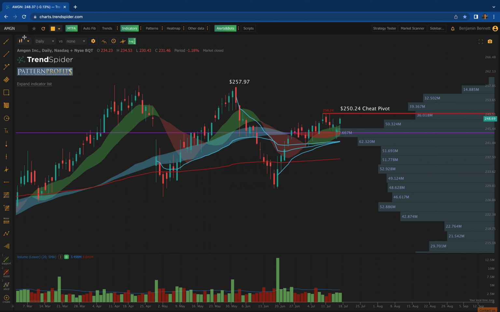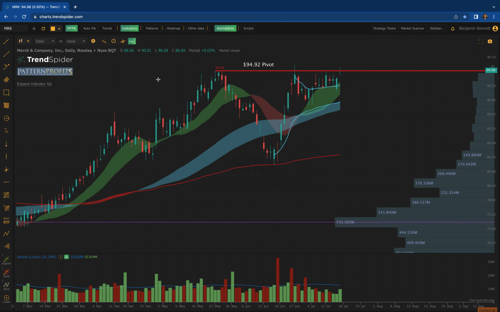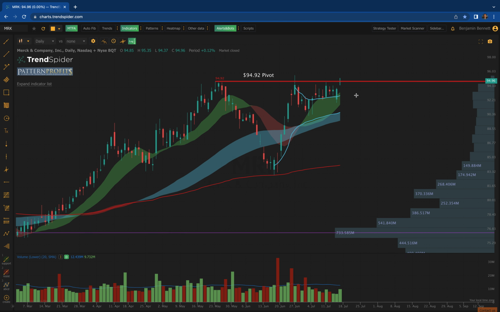I'm going to stick with the biotech and drug theme, but Merck, MRK, another one right at the pivot there. Closed just a few cents above that 94.92 pivot. Another one that's added a handle in. Bounced right off the 10/20 cloud there, gapped up, but didn't make much progress and didn't really move away from the pivot yet. So see if we get upside continuation there.